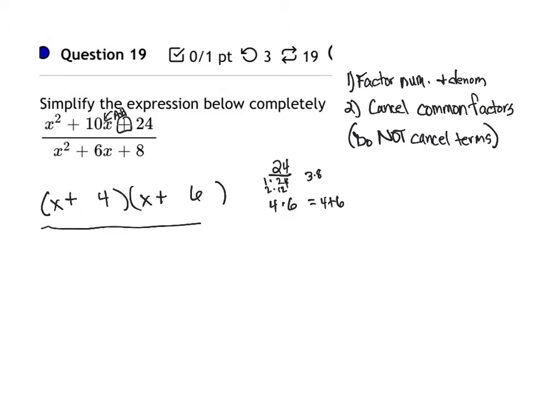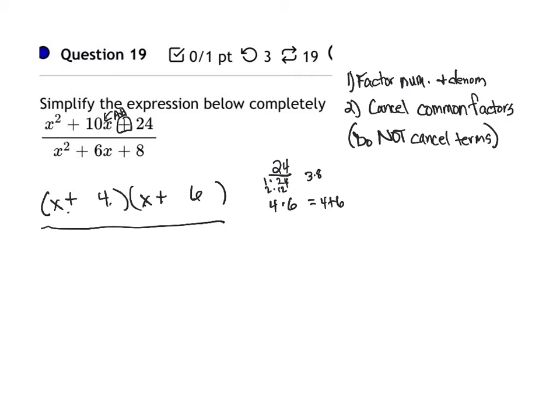And you can do FOIL to make sure that's right. X times x is x squared. We've got an outside of 6x, an inside of 4x, that's 10x, and 4 times 6 is 24. So now we're going to do the denominator.